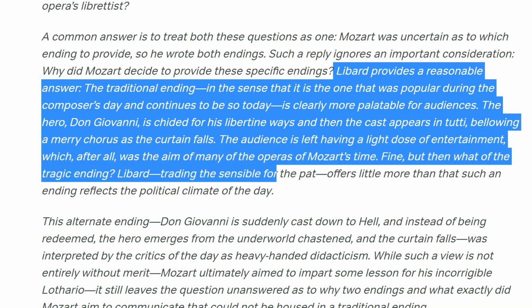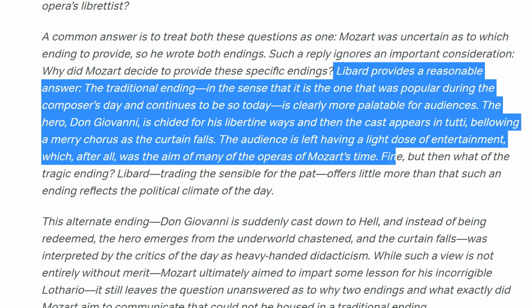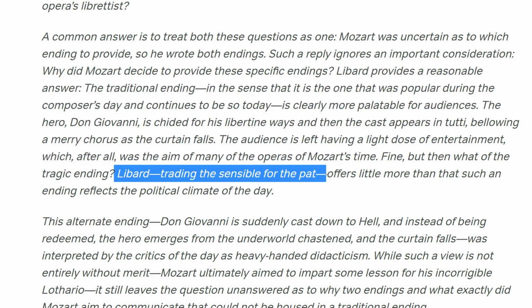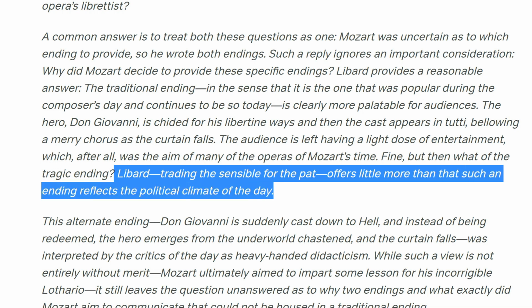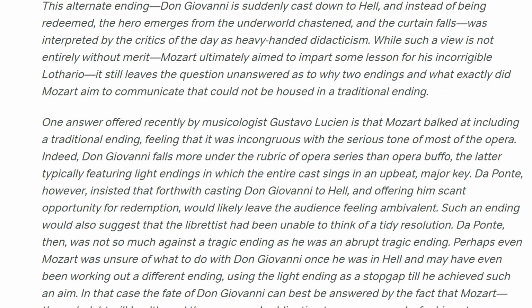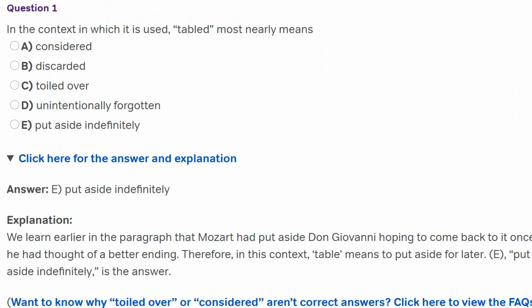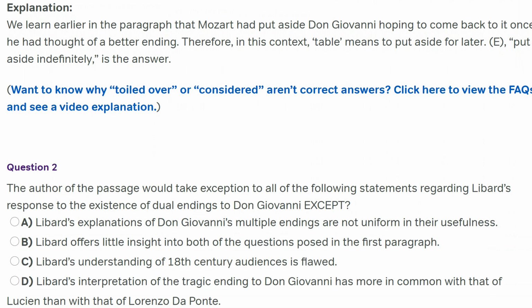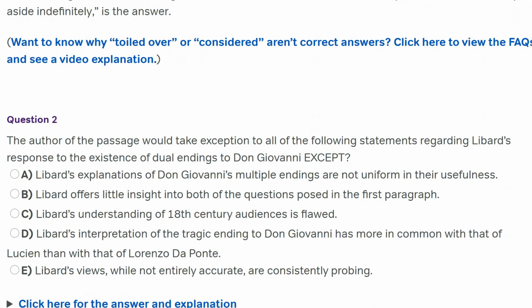Leibard, trading the sensible for the pat, offers little more. Fine, but then what of the tragic ending? Leibard, trading the sensible for the pat. Always read a bit beyond to get the context. Offers little more than that such an ending reflects the political climate of the day. So basically, Leibard was saying that he had to do the popular ending, the light ending, because that's what people wanted. That's what the audiences wanted.